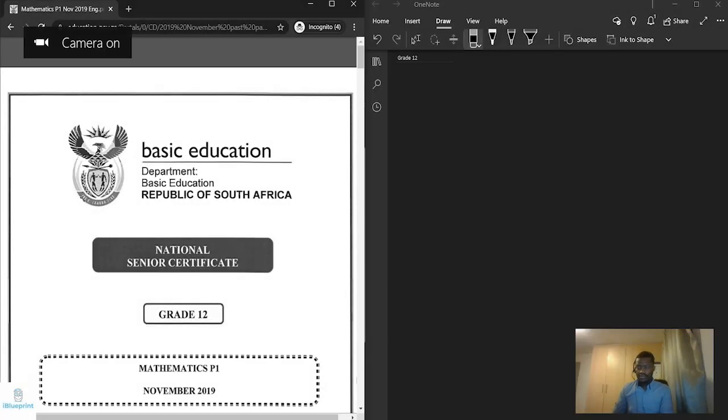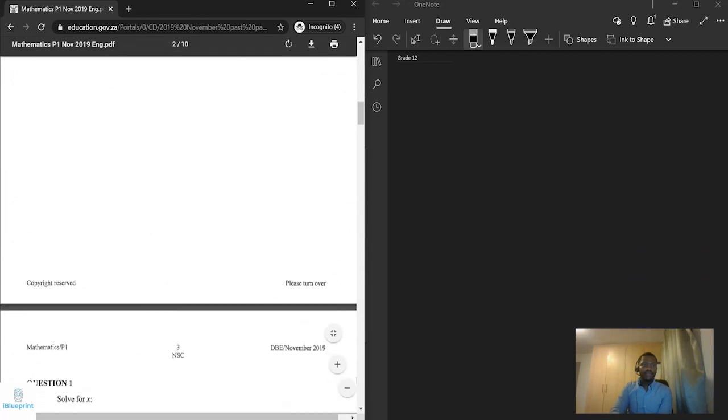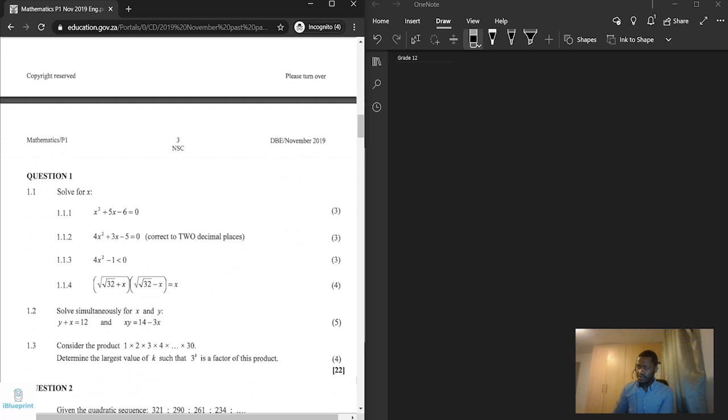Hi guys, so I'm going to be going over a Grade 12 Maths Paper 1, November 2019 paper. So the first question is a solve for x. Okay, so we're doing question 1 here. First question we have is solving for x. For 1.1, you should always try and pay attention to the mark allocation.